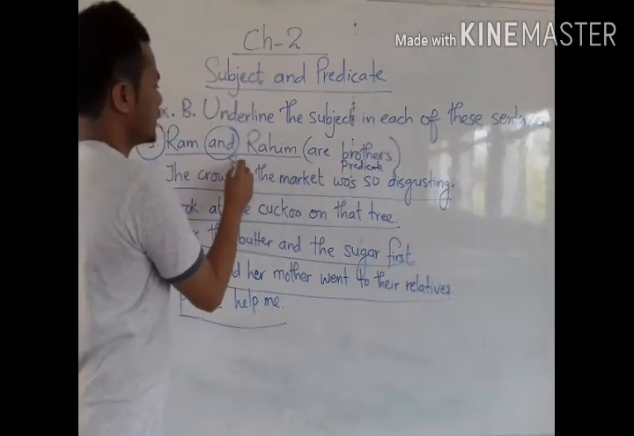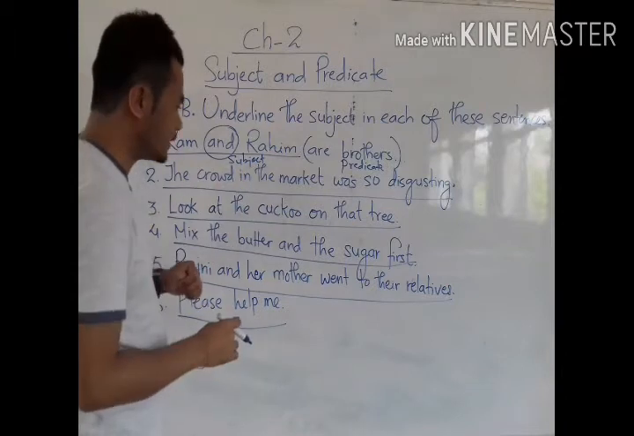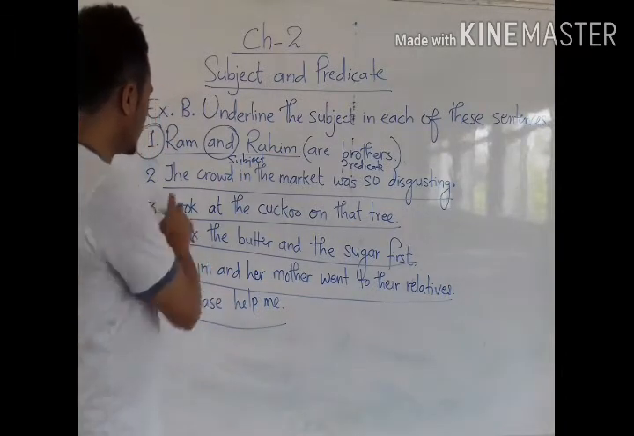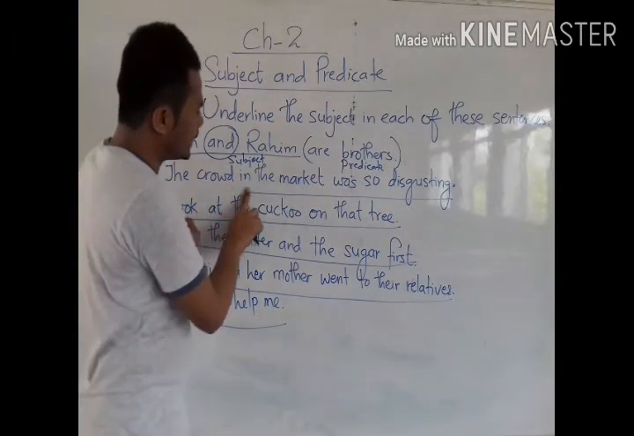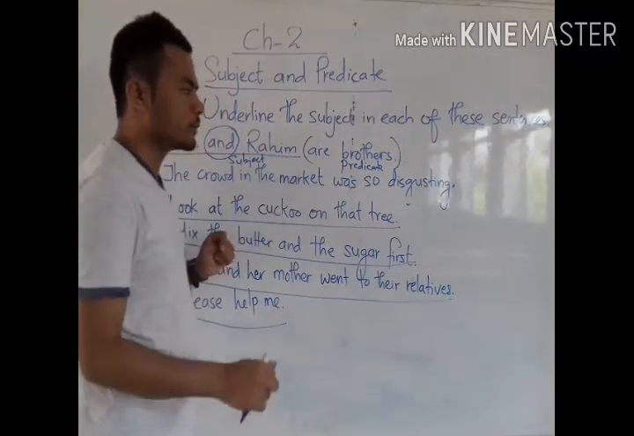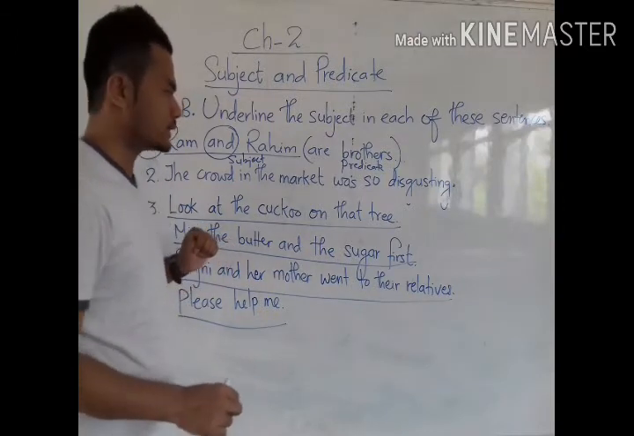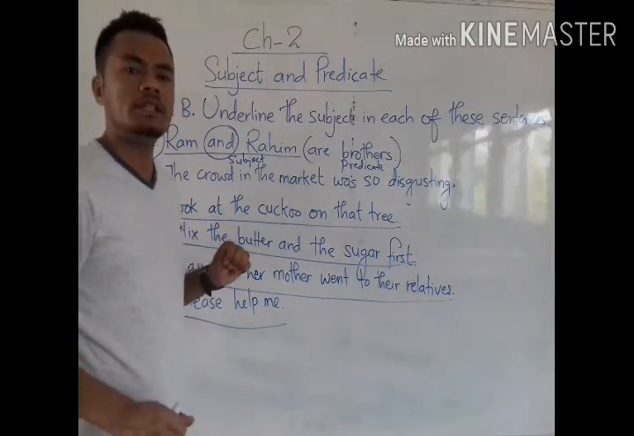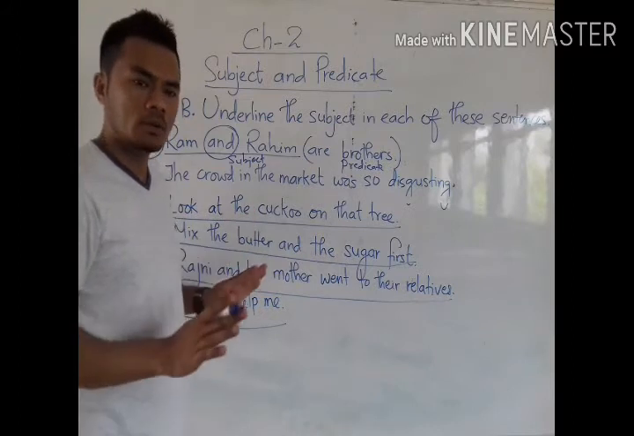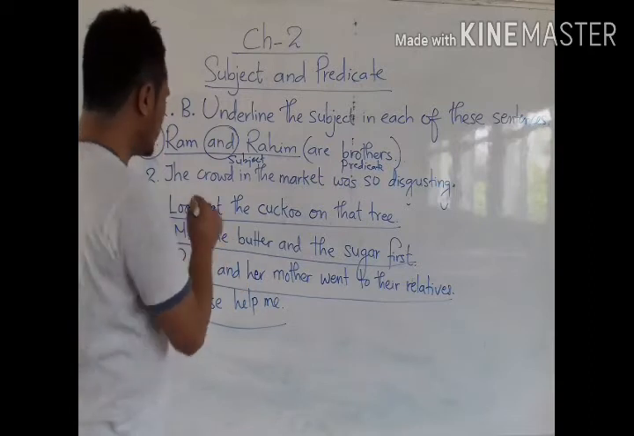Now this is subject. Here you have to underline the subject only. Don't be confused. Now, the crowd in the market was so disgusting. So what is the sentence about? The crowd in the market. The sentence is about the crowd in the market.